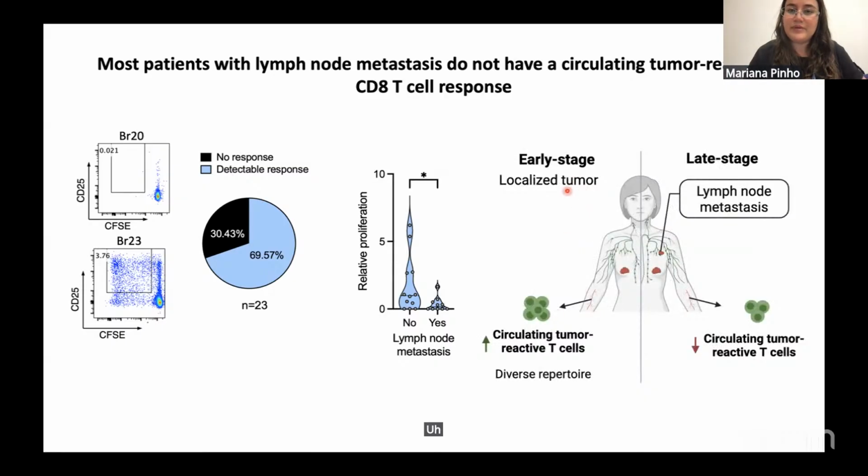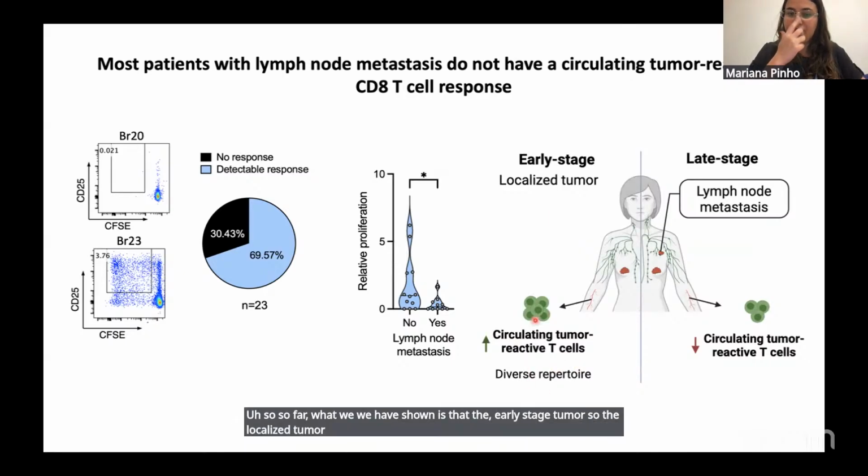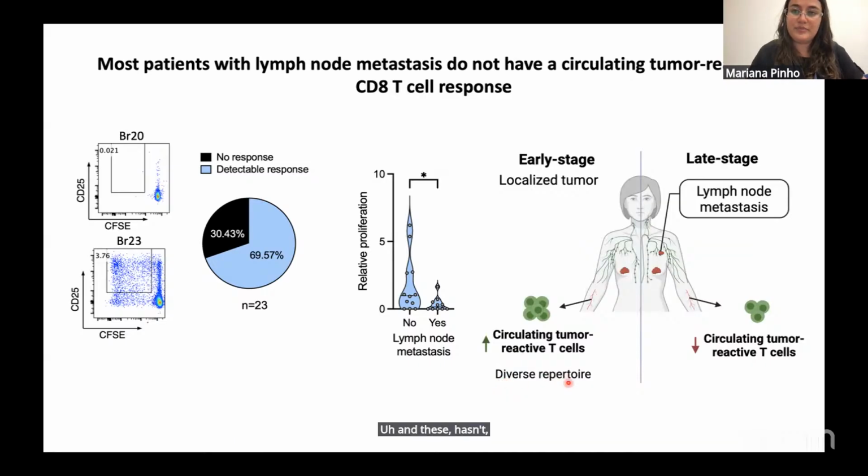So far, what we have shown is that the early stage tumor, so the localized tumor, does have a very high circulating tumor-reactive T cell response in the blood. And these have a very diverse repertoire. But once you have patients with late stage, most of these patients do not have a circulating tumor-reactive T-cell response. So of course, we wanted to next look into what was happening inside the tumor.